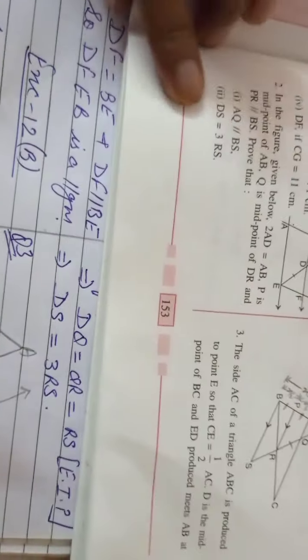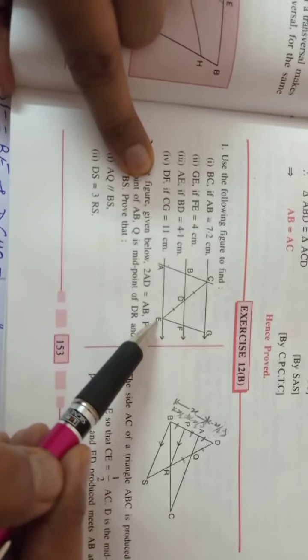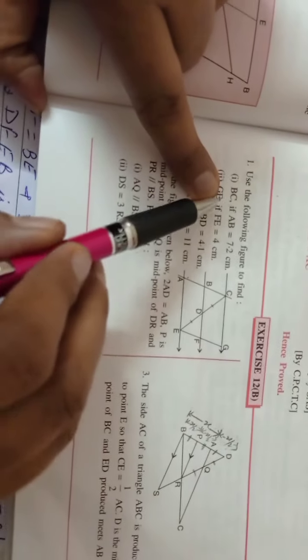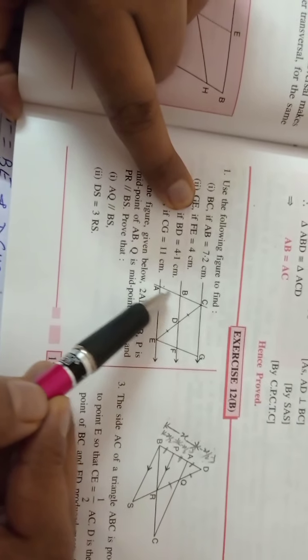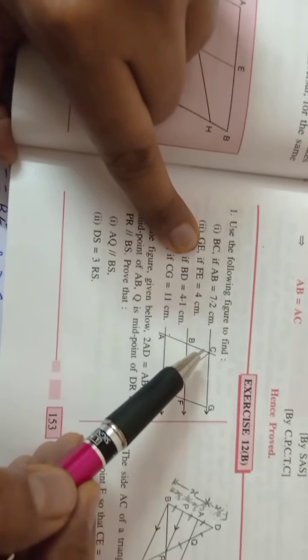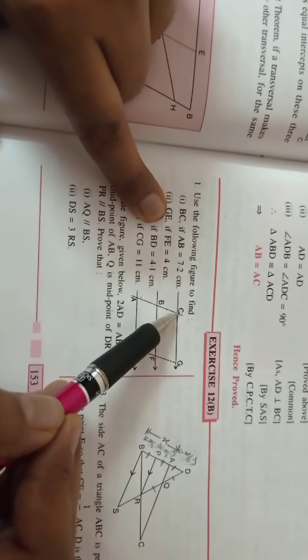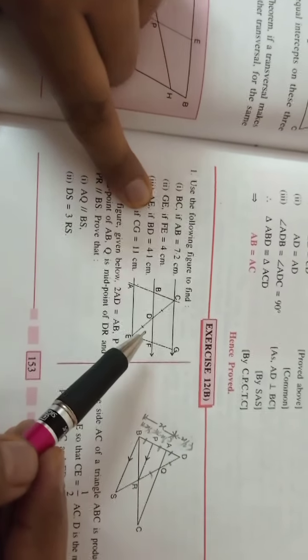Now, exercise B, first question. Use the following figure. This is the figure. You can see these 3 are the parallel lines. These are transversals only. This is also transversal. This is also transversal. So you are asked to find the length of BC if AB is 7.2. So it is quite clear, beta. If this is 7.2, this will also be 7.2. Why? Because DE is equal to CD, so AB will also be equal to BC, equal intercept theorem.